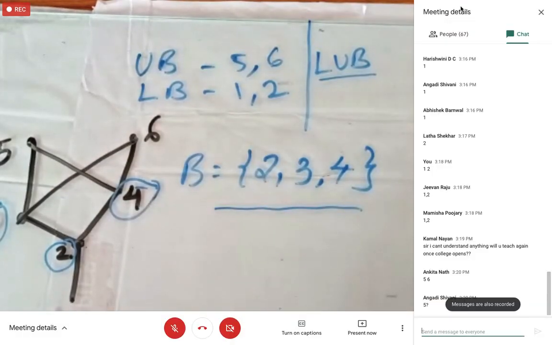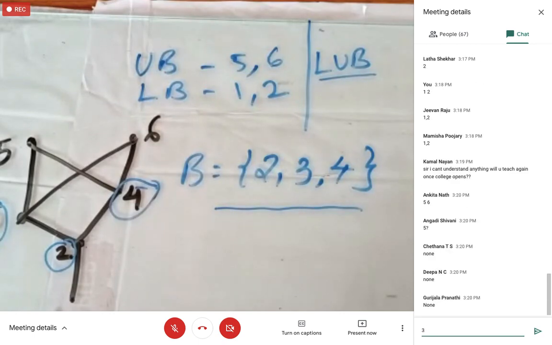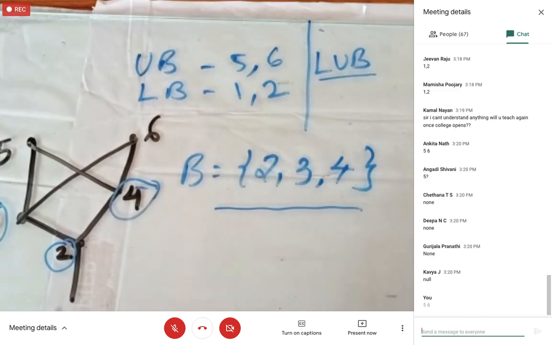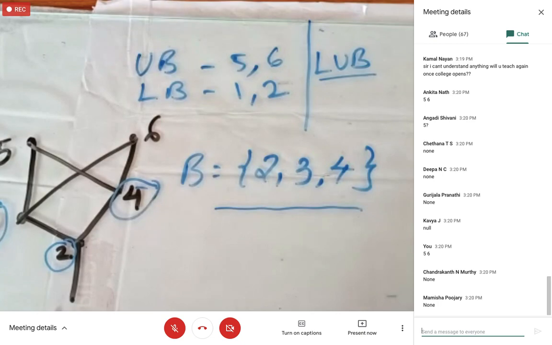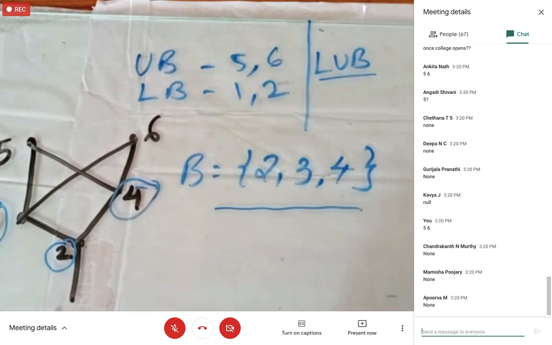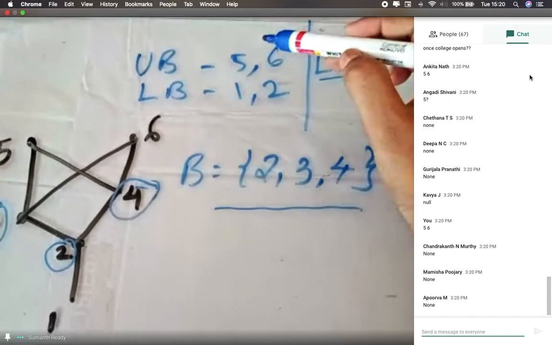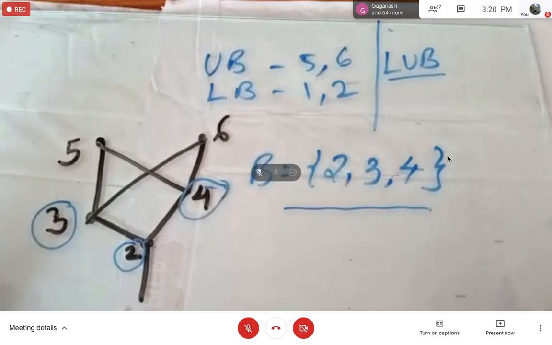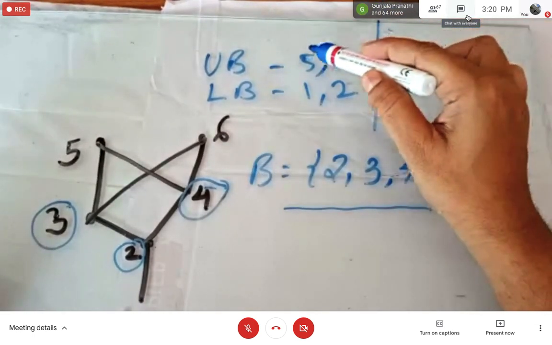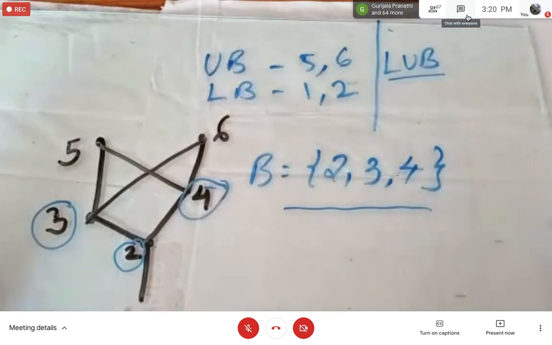Okay, Ankita Nath, you are answering 5 and 6. Angadi, your answer is 5. Chetana, Deepa, yes, exactly. The answer is none. No, Aryan, the answer is not 5 and 6. The answer is null. Because, as I have told you, the first condition is it has to be an upper bound element. So among the 5 and 6, you need to check whether the least upper bound exists or not.